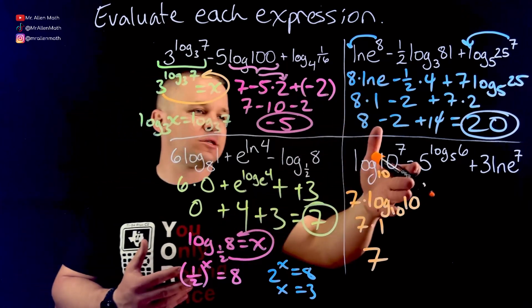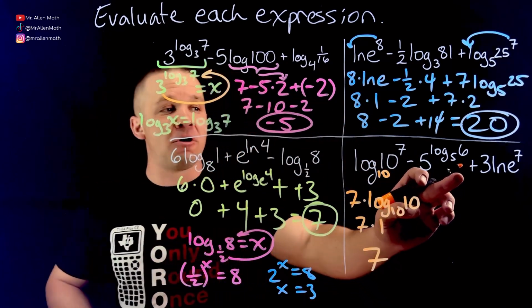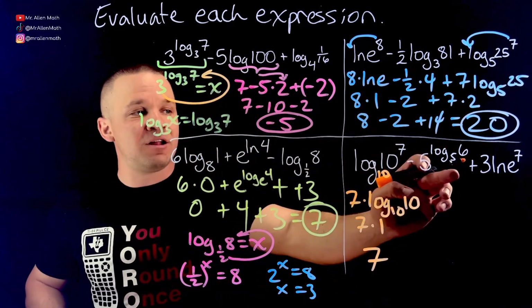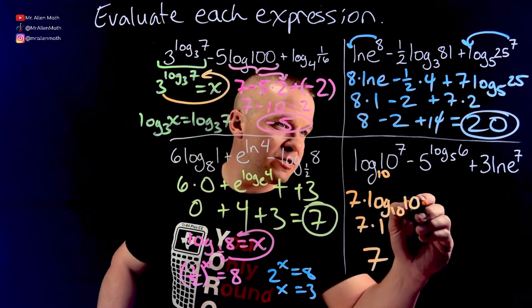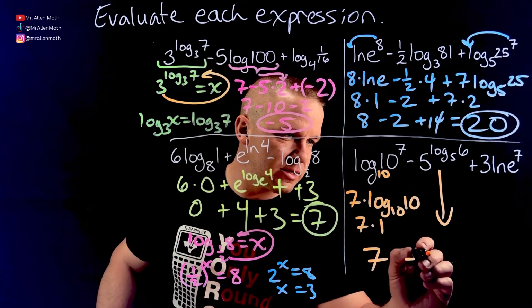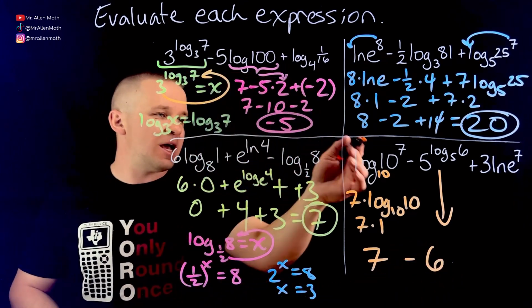Next one. We've seen this before, right, guys? 5 to the log base 5, 3 to the log base 3, e to the log base e. It's just 6. So we're going to bring that all the way down here. It's going to be minus 6. And then next one here.